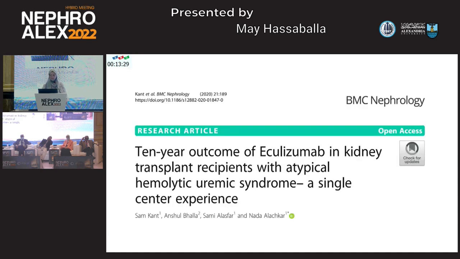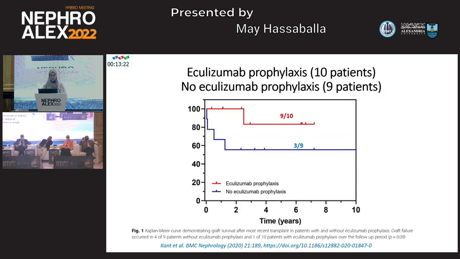Now, this is a study on the 10-year outcome of eculizumab in kidney transplant recipients. It's a single-center study from Johns Hopkins University. And what's interesting about it is that it was followed up for 10 years. In the group who did not receive eculizumab, shown in the blue line, by 10 years only 3 patients had functioning kidneys, whereas in the group who received eculizumab, 9 out of 10 patients had functioning kidneys, and the last patient had a rejection, which was not associated with TMA.